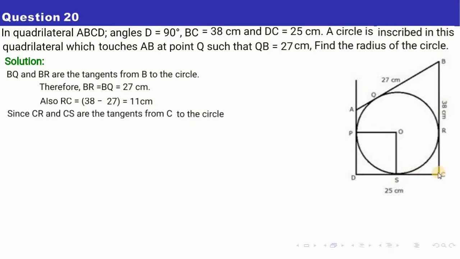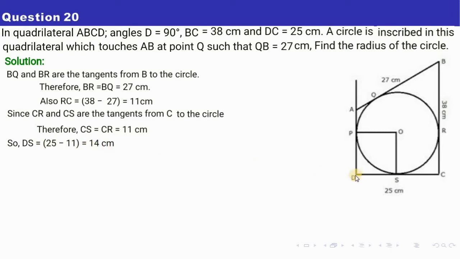Again, from C you have got two tangents, one is CR and another is CS, so that's why both will be equal to each other. So CS is equal to CR and they will be equal to 11 centimeter. Now we have DC equal to 25 centimeter, right? And we know CS, so can you find again DS? Yes, so DS will be 25 minus CS, that is 11. So DS turns out to be 14 centimeter.